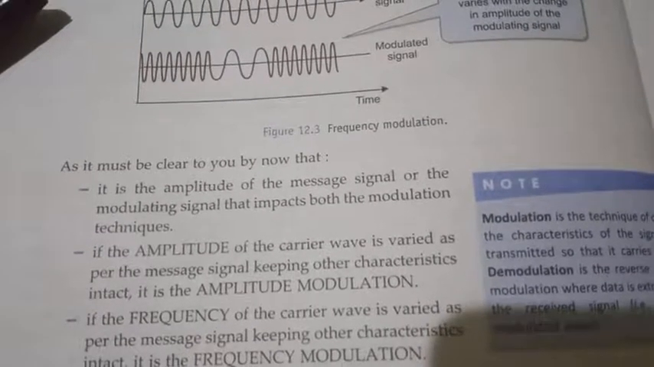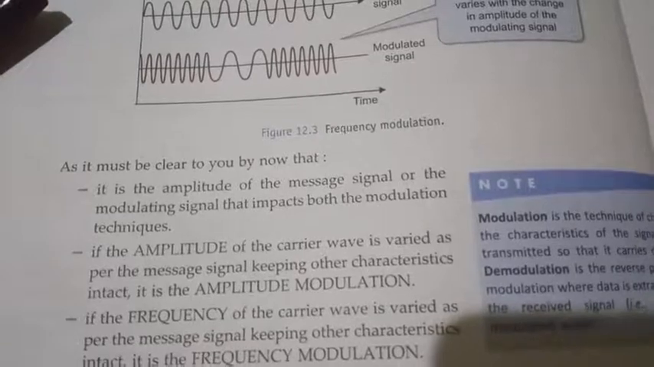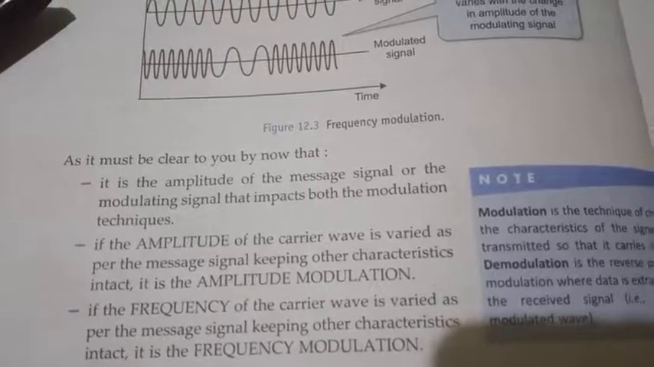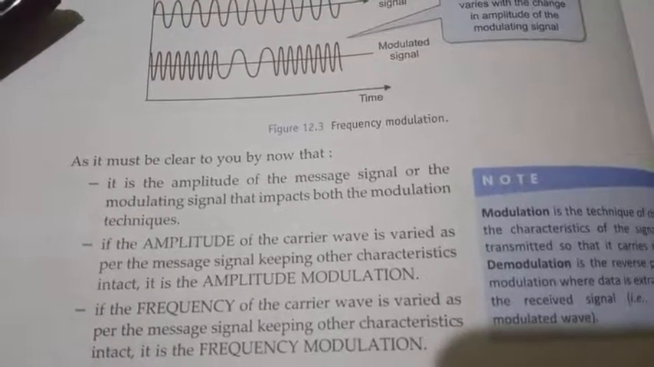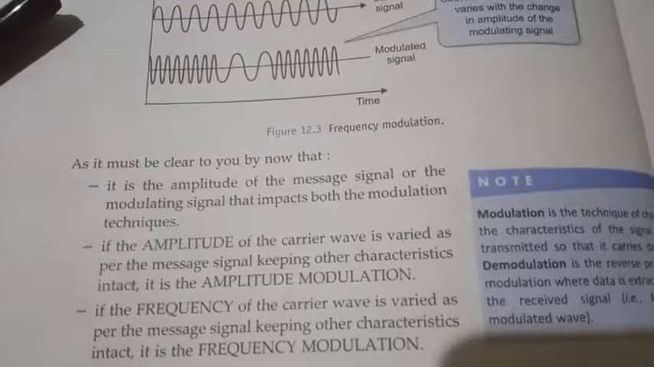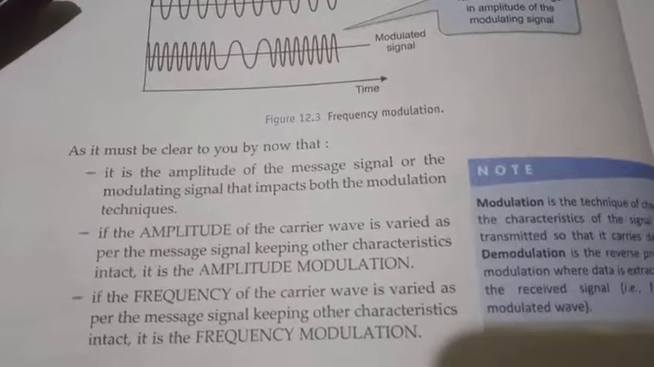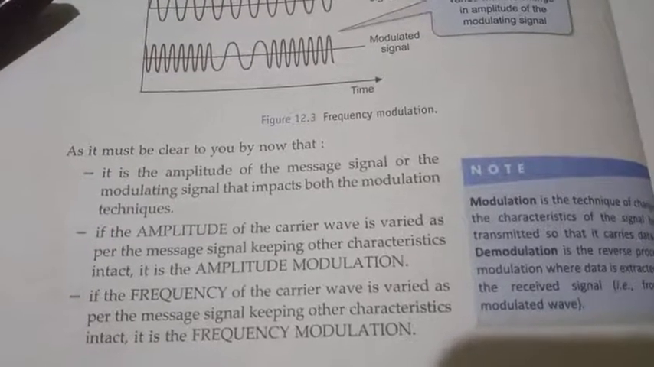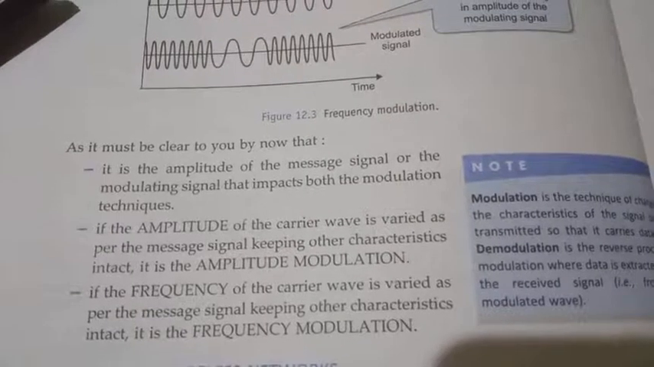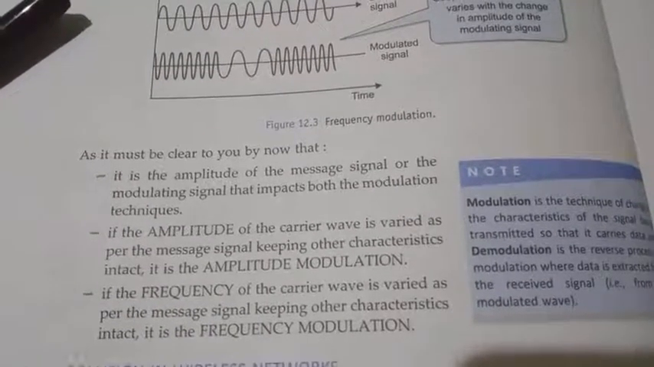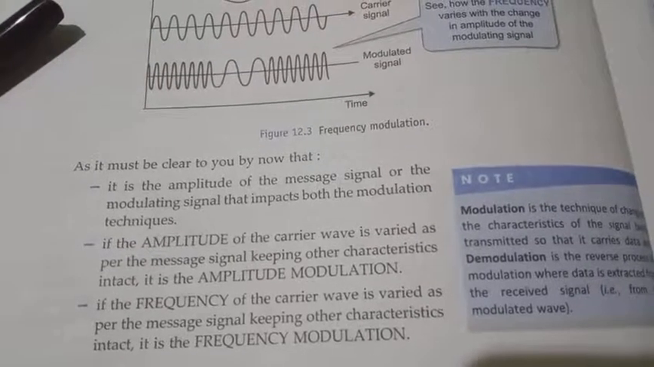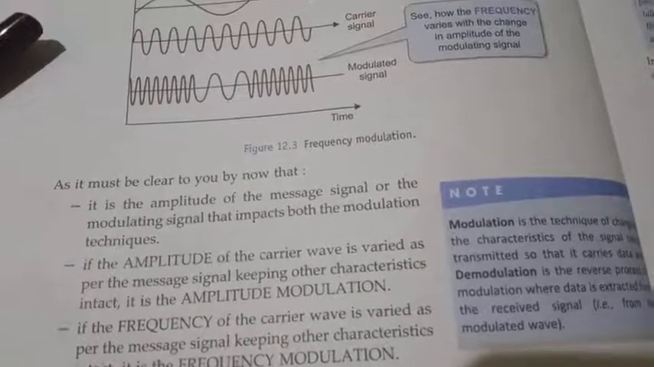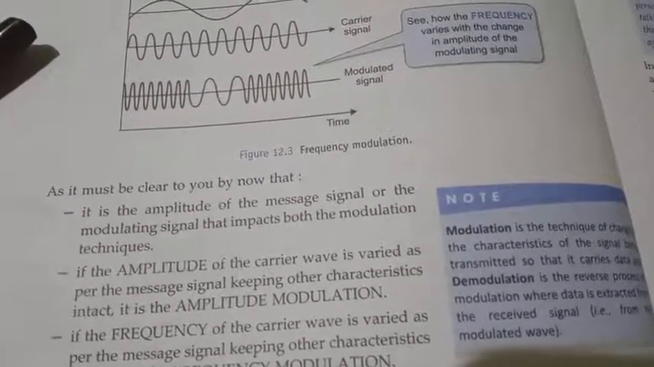Second, the amplitude of the carrier wave is varied as per the message signal while keeping other characteristics the same, which means that in amplitude modulation only amplitude changes. In frequency modulation, the frequency of the carrier wave is varied, and all other characteristics like amplitude and phase remain the same. So in amplitude modulation only amplitude changes and in frequency modulation only frequency changes. So this is the main concept of amplitude modulation and frequency modulation. Both figures are important.